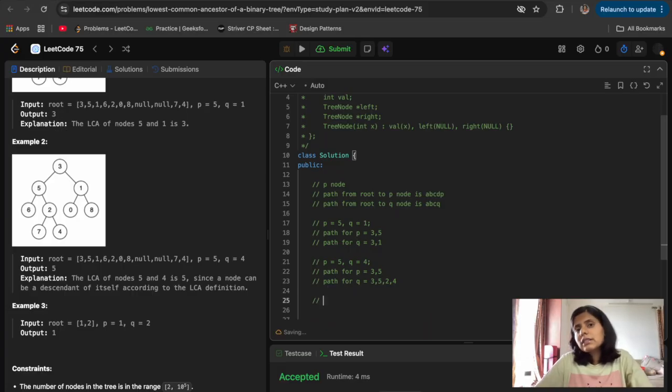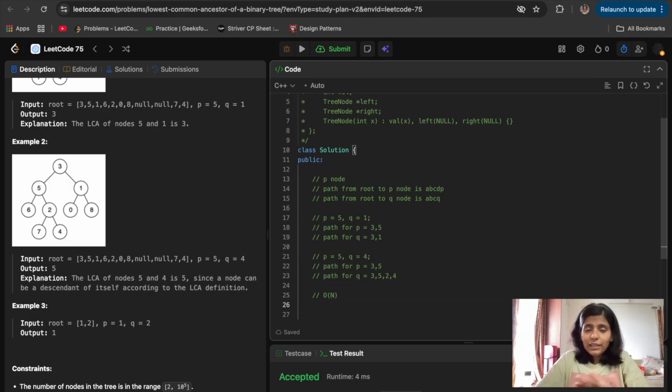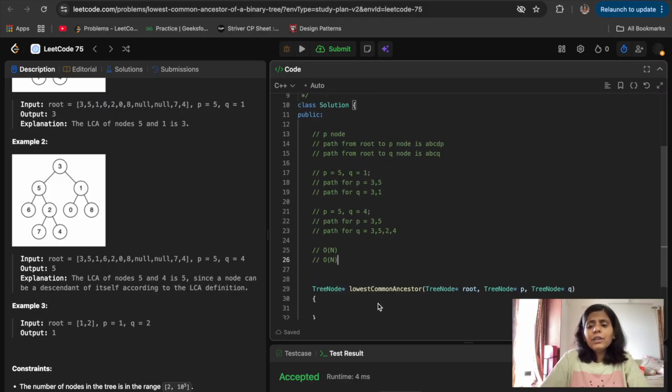It will take O(n) space for the above approach, as we are storing the path, O(n) only. Time complexity will be O(n) only, because we are visiting every node. And here, can we reduce this?